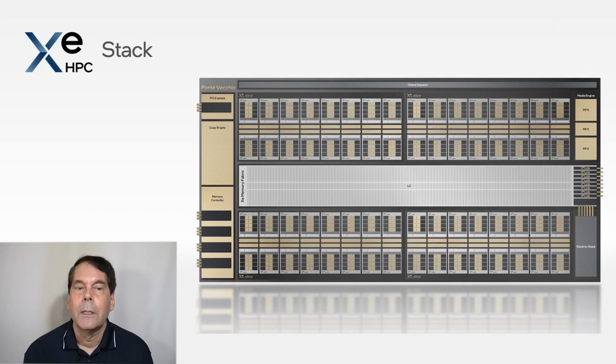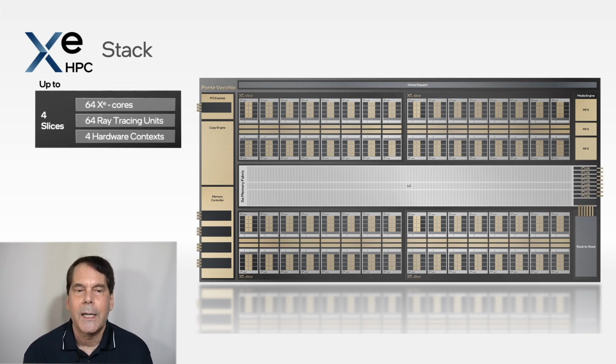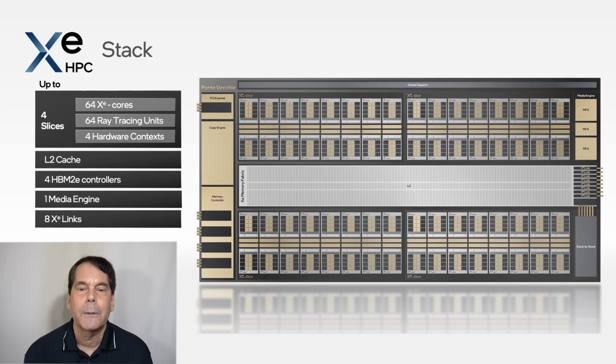At the top level, we have the stack. This can be a full GPU in itself. A stack contains 4 slices. This adds up to 64 XE cores, 64 ray tracing units, and 4 hardware contexts. The stack also has our massive L2 cache and XE memory fabric.